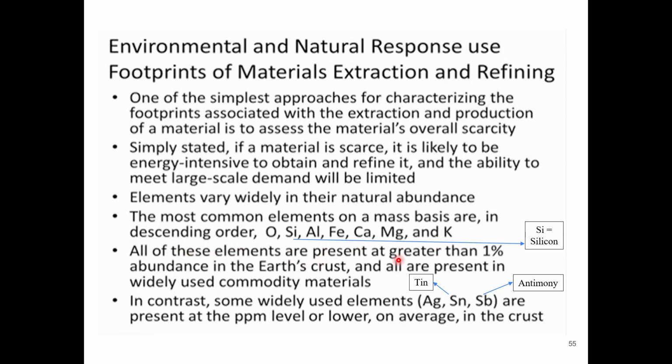All of these elements are present at greater than 1% abundance in the Earth's crust, and all are present in widely used commodity materials. However, in contrast, some widely used elements such as silver, tin, antimony are present at the ppm level or lower on average in the crust.